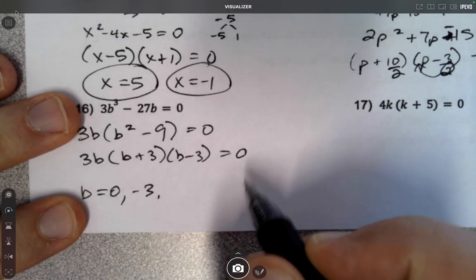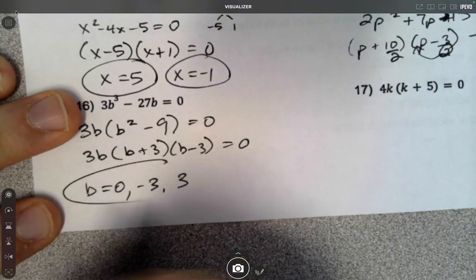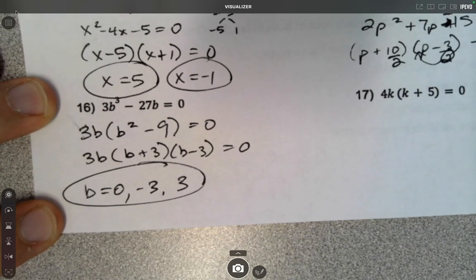Anyway, set b minus 3 equals 0, we get positive 3. So those are the 3 answers for number 16.